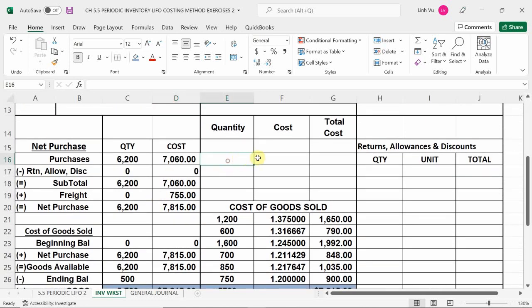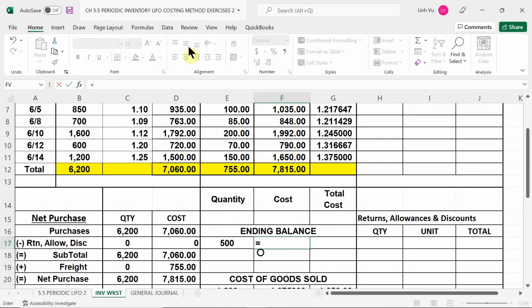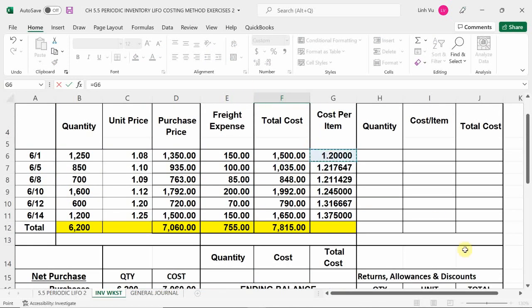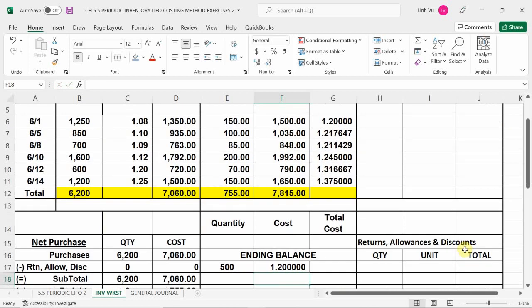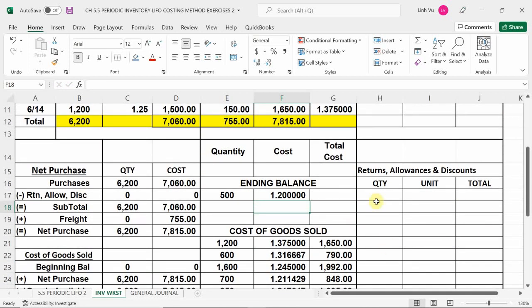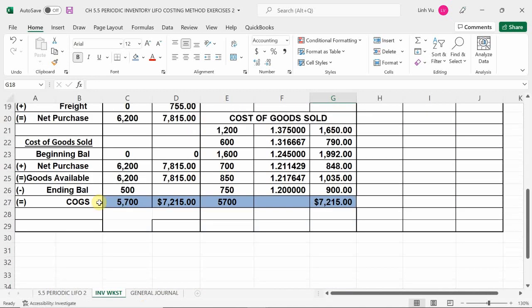So if I were to do my ending balance, I'll make my table here. I know that I have 500 units at $1.20, because I'm going to sell out all my inventory anyway, starting from the bottom, making my way up to the top. That means my ending should remain at the top of my very first purchase of inventory. So that means I should have $600 left.